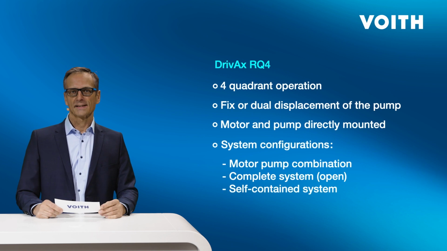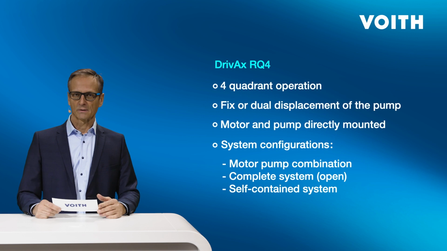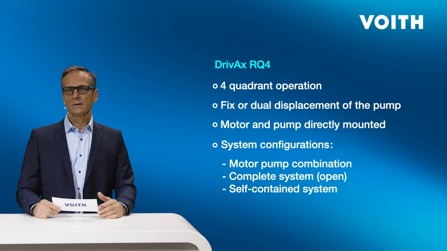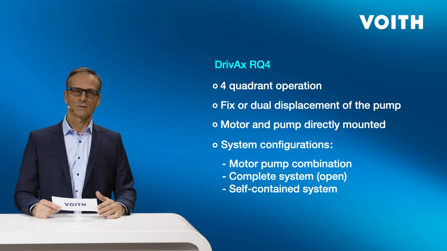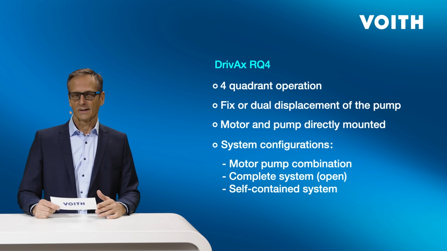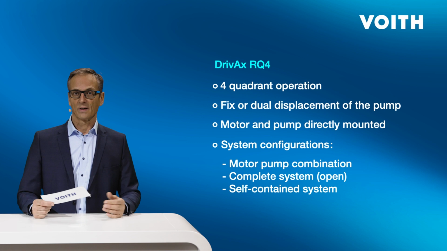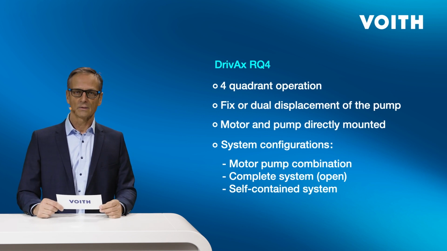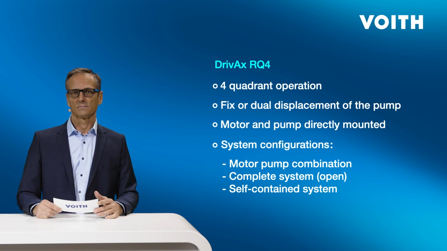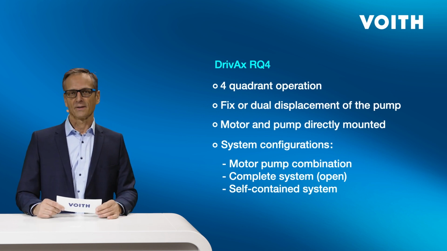DrivAx RQ4 consists of a very efficient radial piston pump that is highly integrated and mounted directly on a synchronous servo motor. The motor is operated with a variable speed in both directions of rotation. With the pump for 4-quadrant operation, the direction of the volume flow and thus the direction of the movement of the actuator can be selected without additional directional control valves. A special feature of the pump is the possibility for dual displacement, but one after the other.